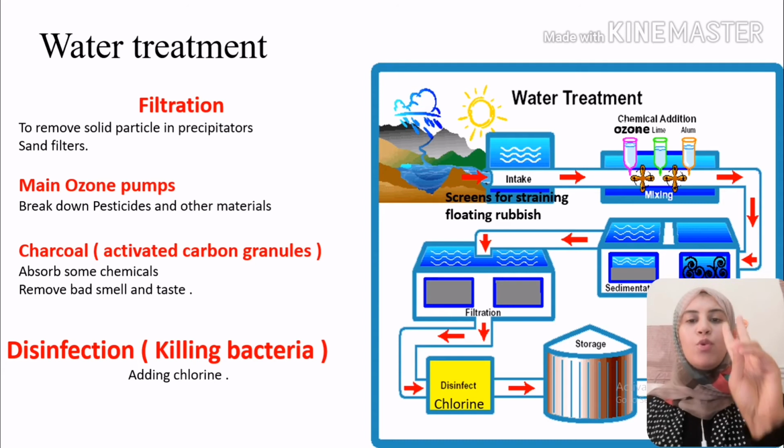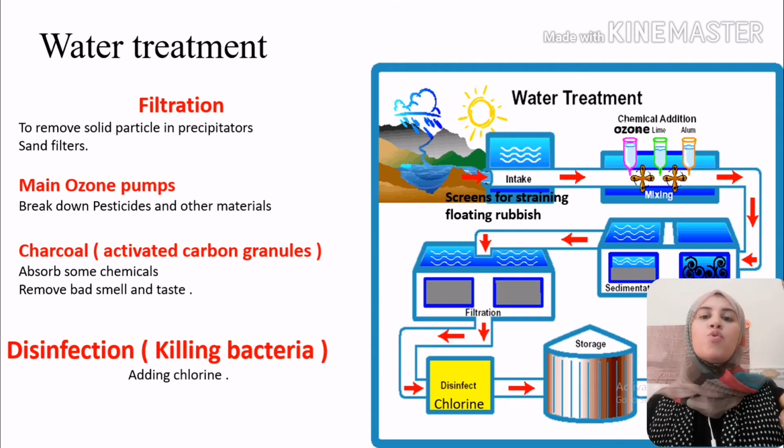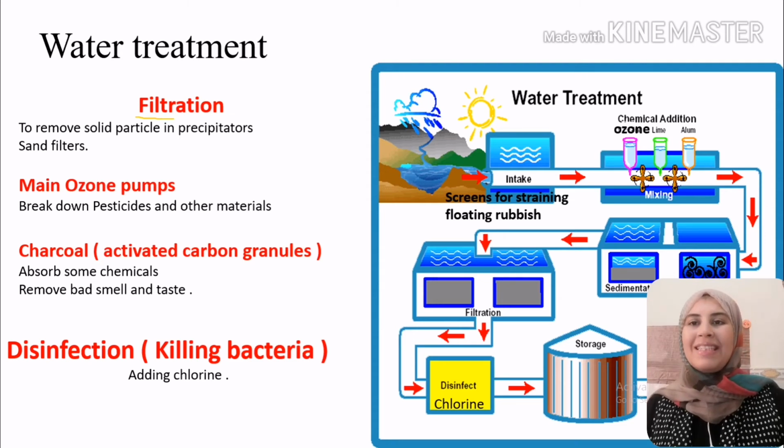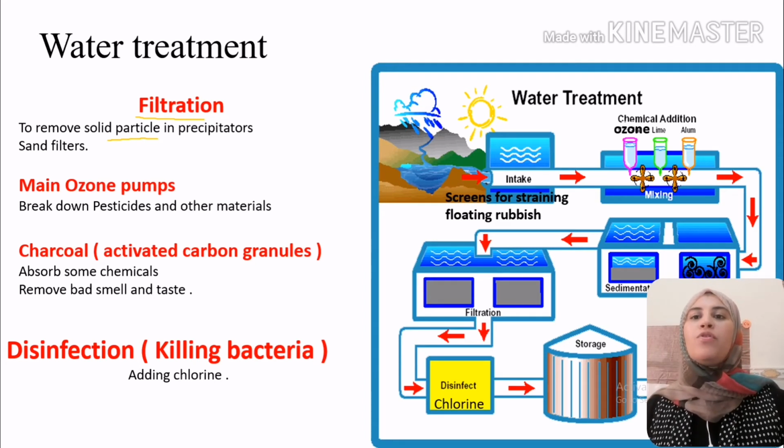In water treatment, we have two main steps. The first step is filtration, to remove any solid particles from water. The second process is killing bacteria by adding chlorine. So let's go step by step. At first, we have filtration to remove solid particles from the water. Solid particles can be removed by using sand filters. It is one of the ways to remove solid particles.